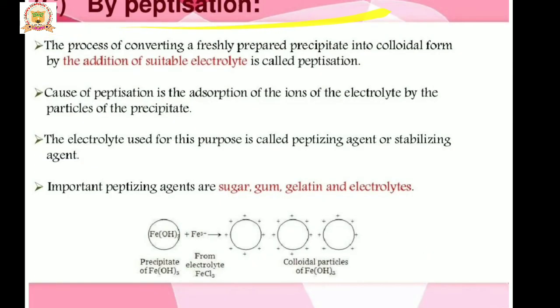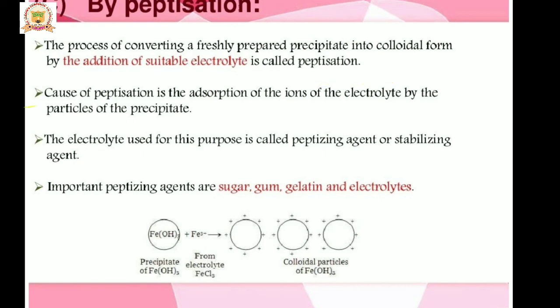The third preparation method is the peptization method. The peptization method means the process of converting a freshly prepared precipitate into colloidal form by the addition of a suitable electrolyte. That is, the conversion of a precipitate into a colloidal solution by adding an electrolyte is called peptization.